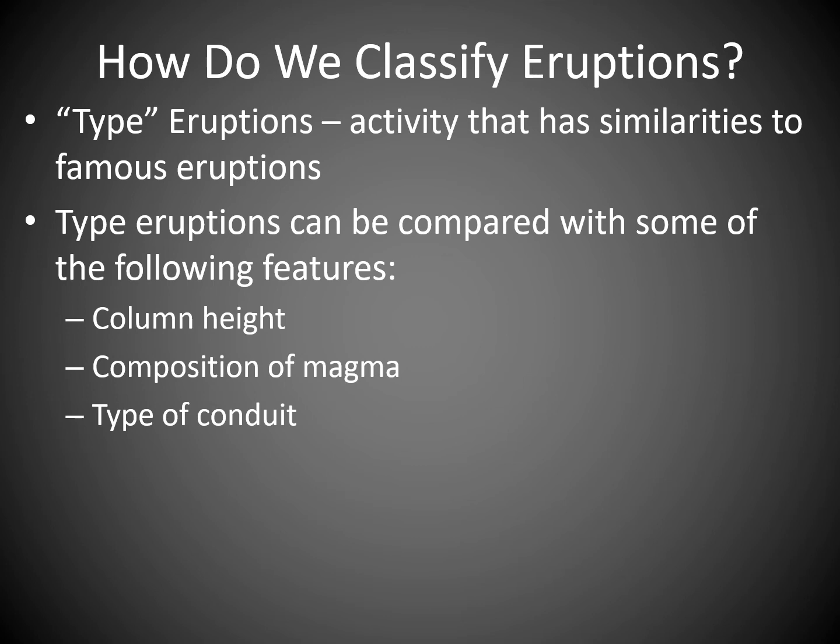Plinian eruption could also be called a Vesuvian eruption. It's named for the AD 79 eruption at Mount Vesuvius that was witnessed by Pliny the Younger. Pliny the Elder, another philosopher, was actually killed in that eruption. So rather than call it Vesuvian, they call it Plinian for the Pliny family that not only witnessed it, but one of the family members died in it. Size of the tephra that comes out.